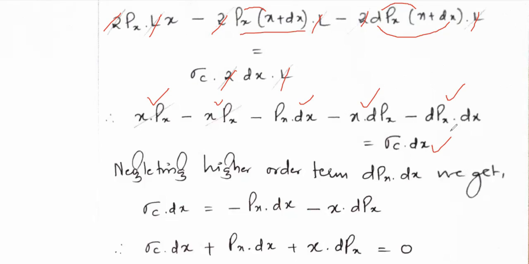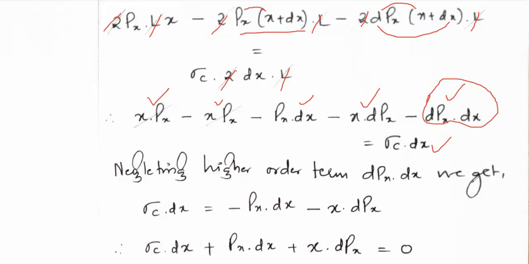So neglecting higher order terms. When I say higher order term, I'll be taking this term dPx into dx as a higher order term. You can observe this dPx into dx. dPx is also a very small value and dx is also a very small value. So let us say it is 0.005 into 0.005. The product you get when you multiply such small values is very, very small. The product of smaller values will be still smaller, and that is the reason we can neglect this term.